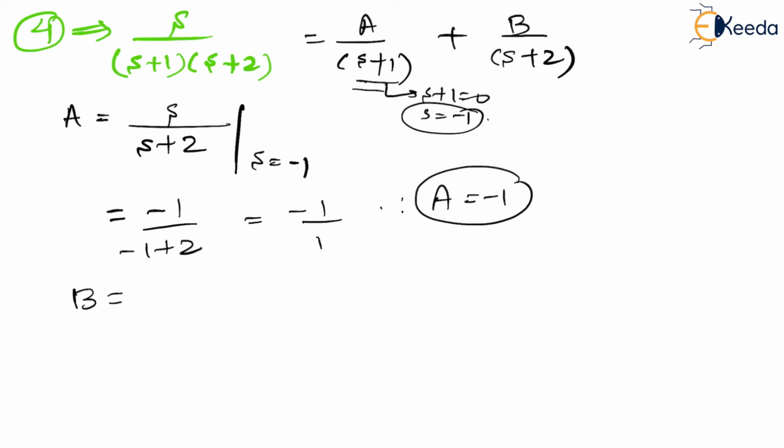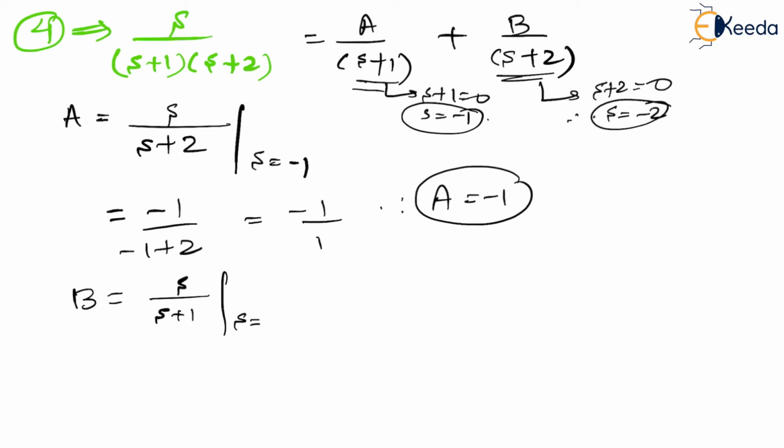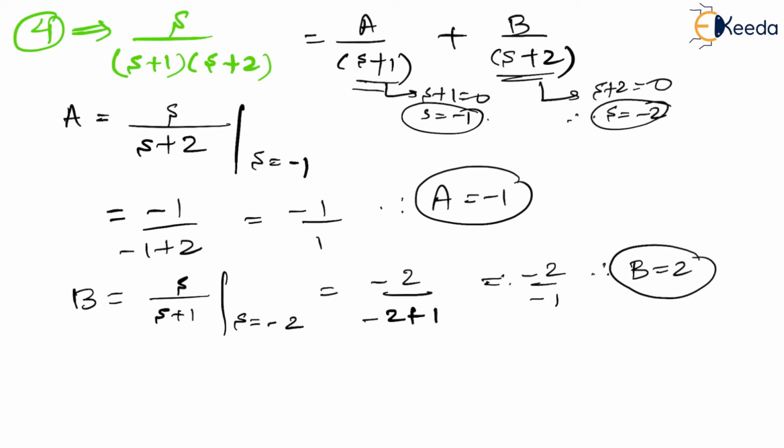Right. Similarly, if I think of b, how to find b? Write the complete LHS except what is there below b. Below b I have s plus 2, so I am going to ignore s plus 2. So I get s upon s plus 1, at s plus 2 equal to 0. If I put that, I get s equal to minus 2. So I substitute minus 2, and I get minus 2 upon minus 2 plus 1, which is minus 2 upon minus 1. Therefore b is equal to 2.